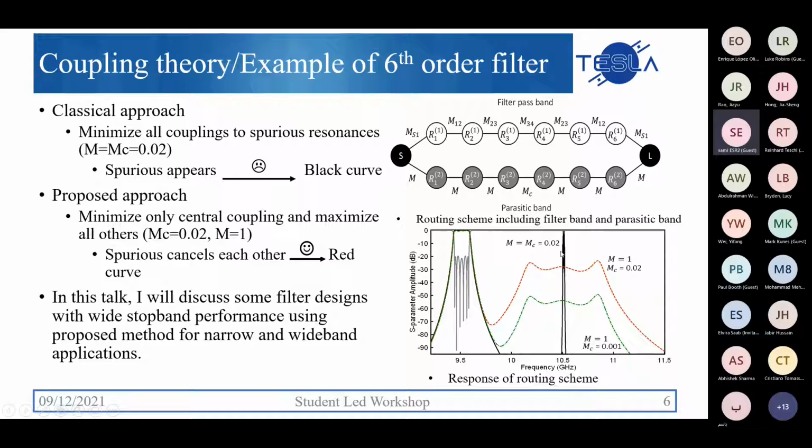However, in the response, we can see the black curve that corresponds to minimizing all spurious mode couplings, and in this case, the spurious band appears. However, when we only minimize the central coupling value according to the proposed method, and all other couplings are maximum, we can get suppression or cancellation of the resonances up to 25 dB, and we can get much better results when we minimize the central coupling value.